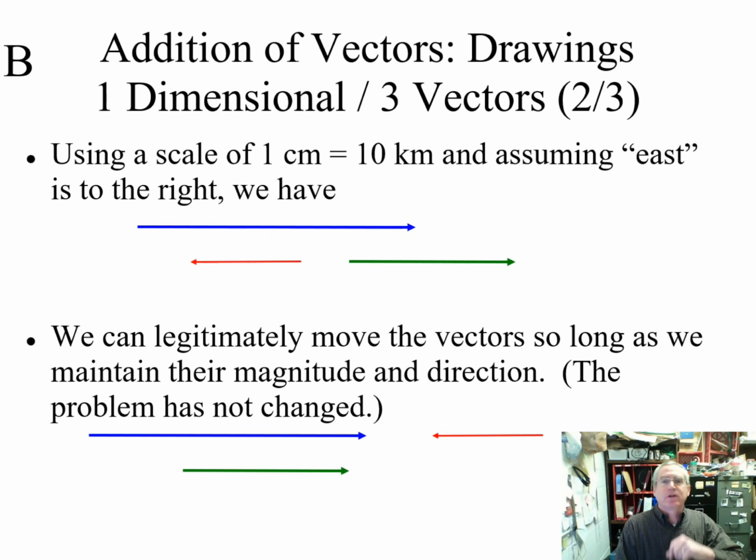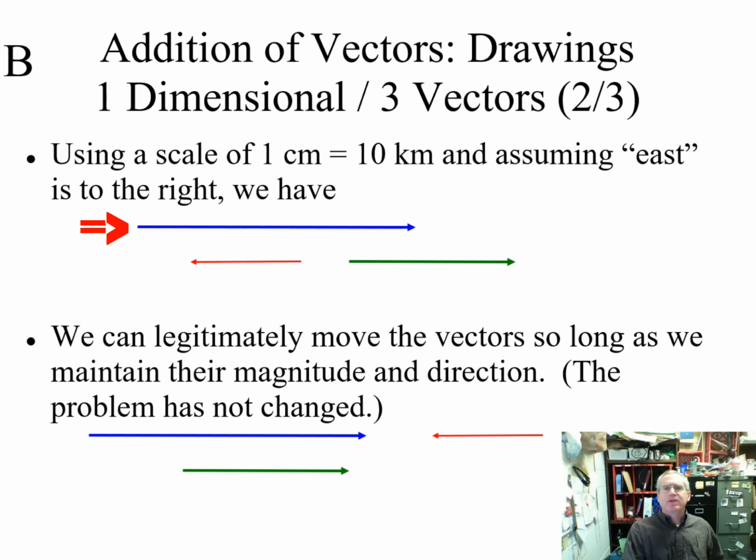And as such, I have drawn them. I'm using the scale 1 centimeter is equal to 10 kilometers, which I think is the same way I used last time. And so this would represent the 100 kilometers east, and so on. Again, I can rearrange them, so the order does not matter. We still get the same answer.